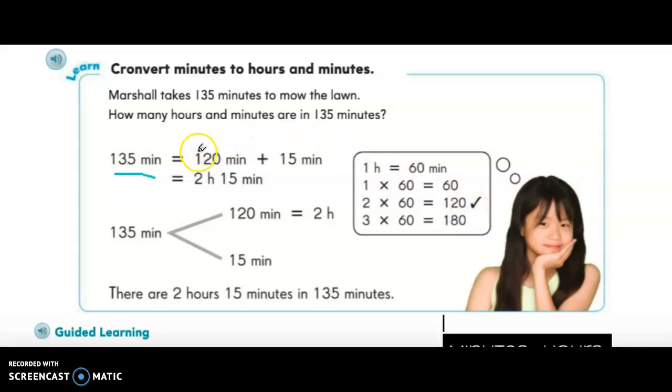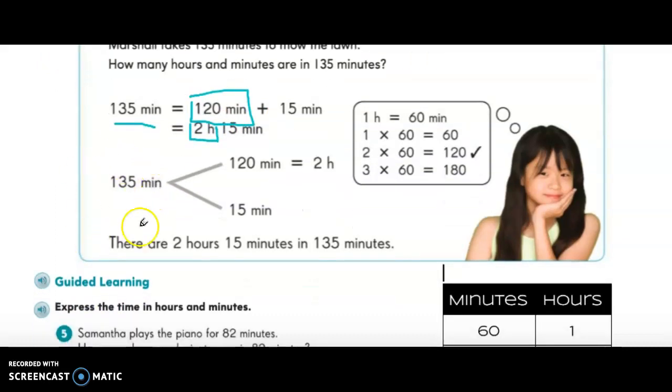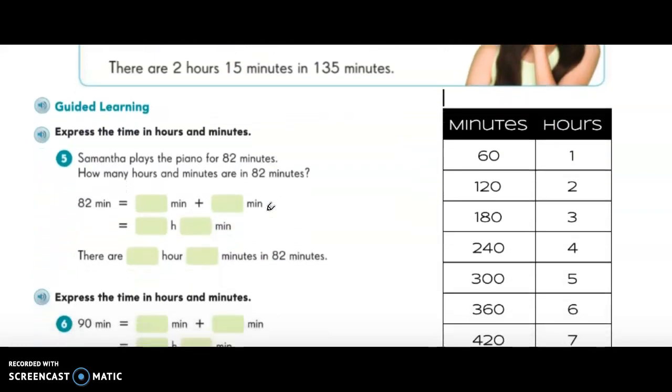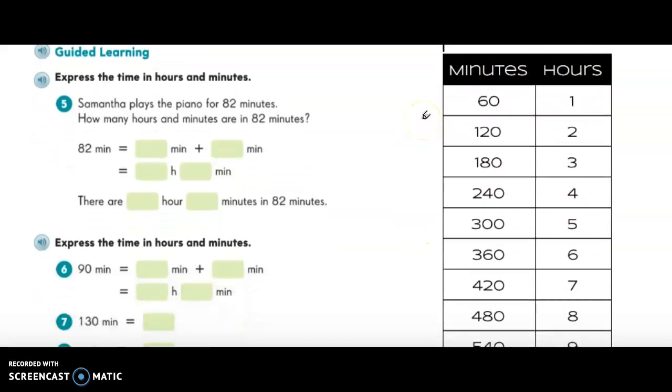So we're going to separate this into 120 minutes and 15 minutes. We're then going to take our 120 minutes and convert that into hours, so that becomes 2 hours. You can look at it here and think of it as a number bond. We're pulling out as many minutes of an hour as we possibly can, and then thinking about what is left. This is the chart that we'll be using a lot.